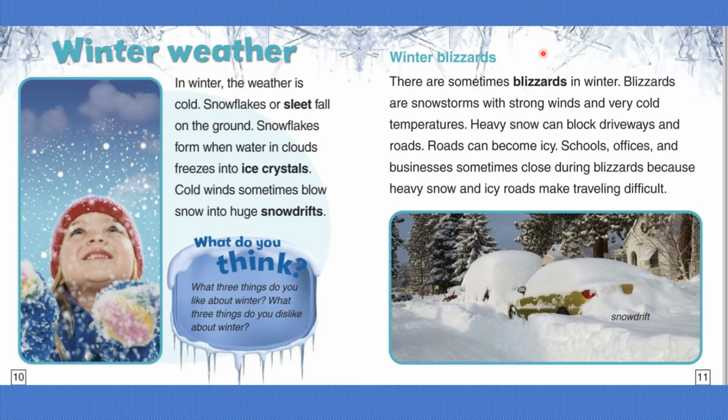Winter blizzards. There are sometimes blizzards in winter. Blizzards are snowstorms with strong winds and very cold temperatures. Heavy snow can block driveways and roads. Roads can become icy. Schools, offices, and businesses sometimes close during blizzards because heavy snow and icy roads make traveling difficult. There's a snowdrift.